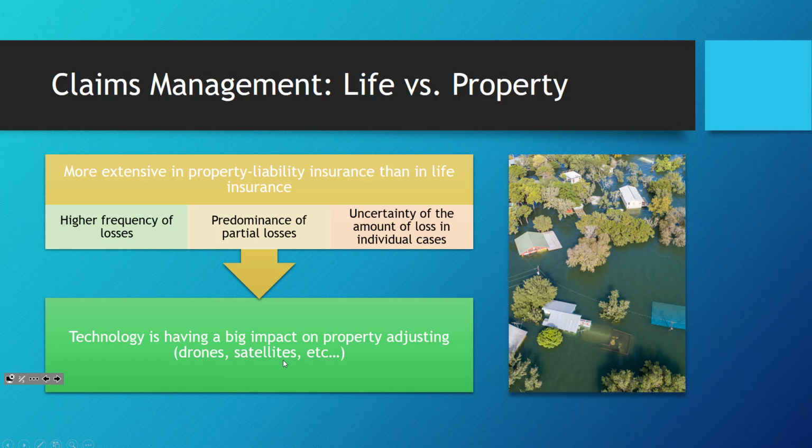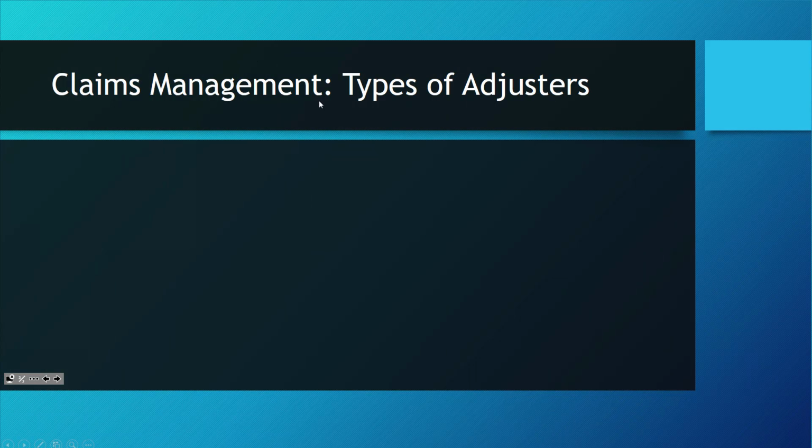Technology is actually having a big impact on property claims adjusting. Drones and satellites, for example, take images where losses have occurred so that the property claims adjuster doesn't have to actually go to the scene. In claims management, employees are typically referred to as adjusters, loss adjusters, or claims adjusters.